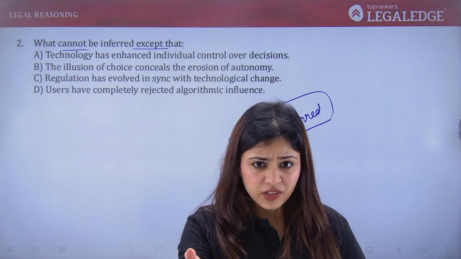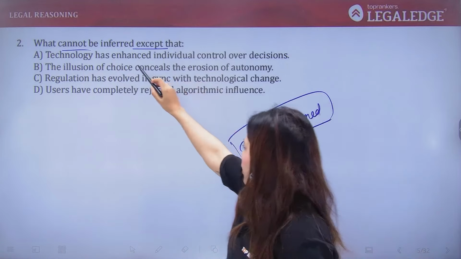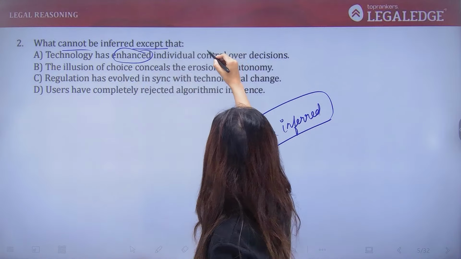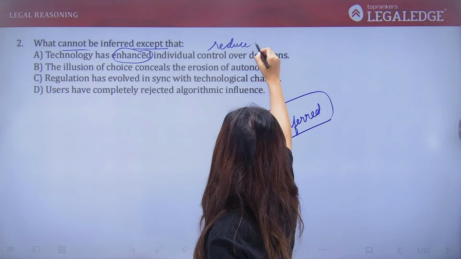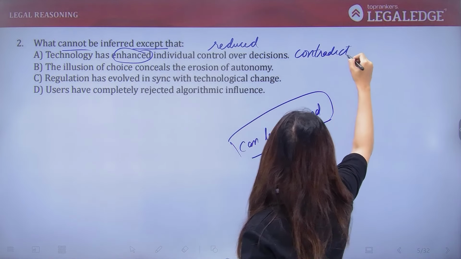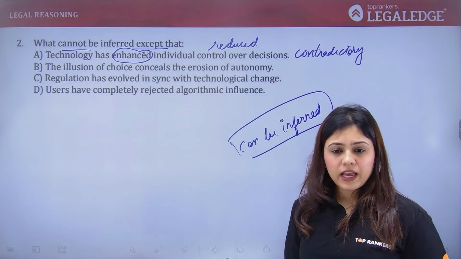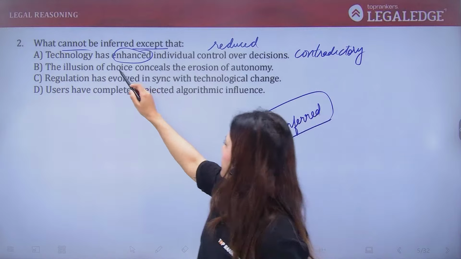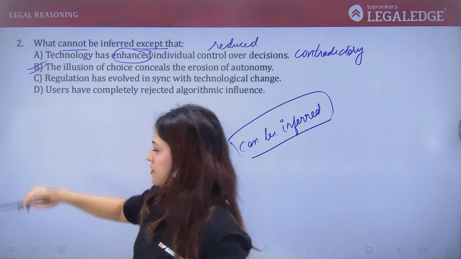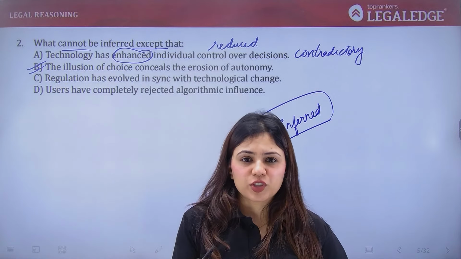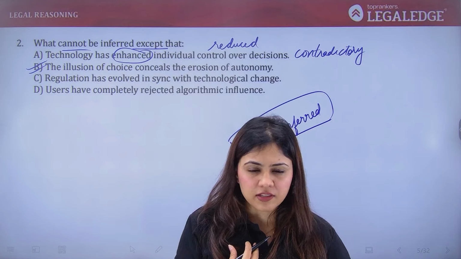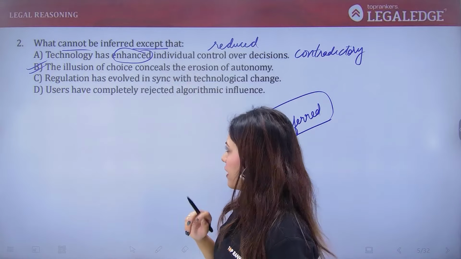As far as I know, 90% of people mark the right answer, or maybe 100%. So coming back to: technology has enhanced individual control over decisions, enhanced or reduced. This is something contradictory and cannot be inferred, right? Then: the illusion of choice conceals the erosion of autonomy, and this is our answer. We feel that we have the choice to make decisions, but it's not us, it's actually the technology controlling us. That's what has been stated in the entire passage.